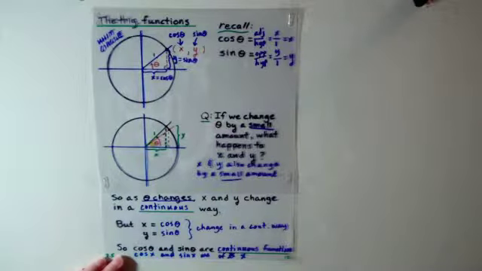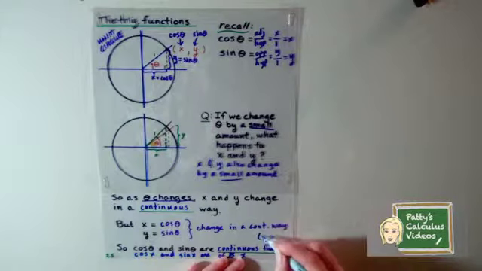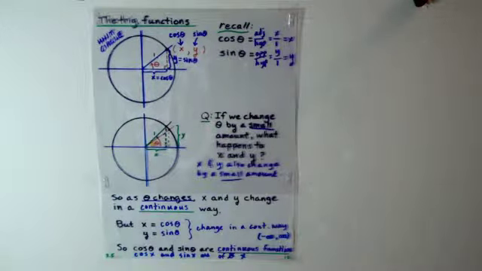We're more used to thinking of the input into our functions as x than as theta. So we can say cosine x and sine x are continuous functions of x, and they are continuous everywhere. They're continuous on the entire real number line from minus infinity to infinity. So just like polynomials are everywhere continuous, we can say cosine x and sine x are everywhere continuous. Okay, let's go ahead and look at the next page.